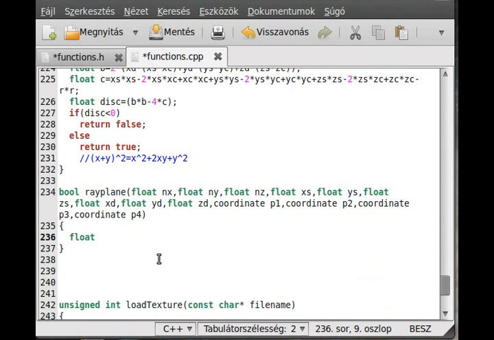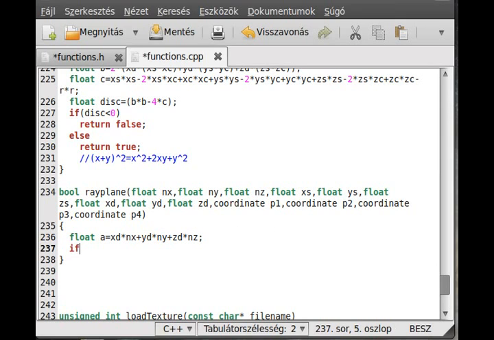So float, I don't know what to call it, a, never mind, and I just type it: xd times nx plus yd times ny plus zd times nz. That's right, I think I wrote it well. So now if a is 0, then we just return false, because if it is parallel, then it will never touch the plane. So that's the case.